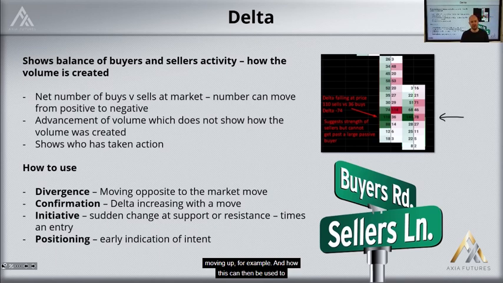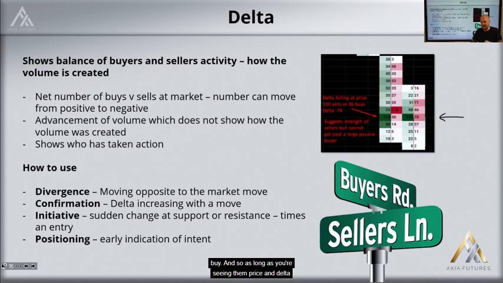And how this can then be used to indicate a change, as a method to step away from a trade, to play reversal type trades, and we'll use it in conjunction with chart patterns. Because ultimately any indicator is there to enhance your understanding of something you're already looking at. Confirmation, much like volume, is delta increasing with a move, an indication there is still a willingness of people to buy.